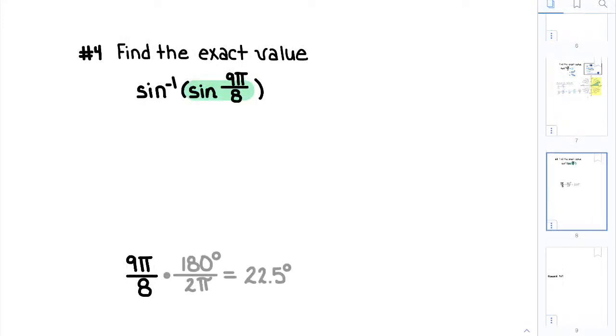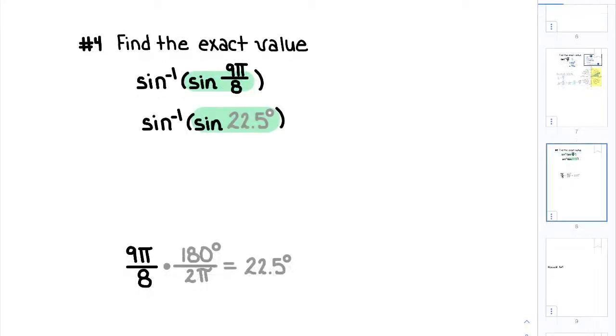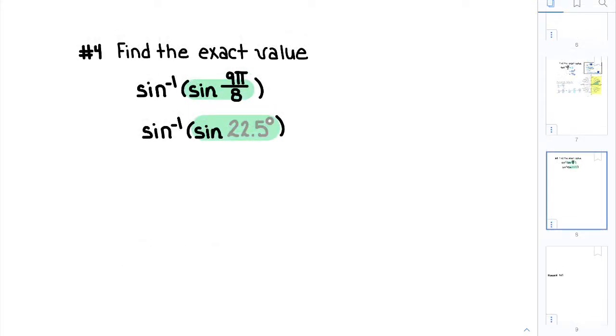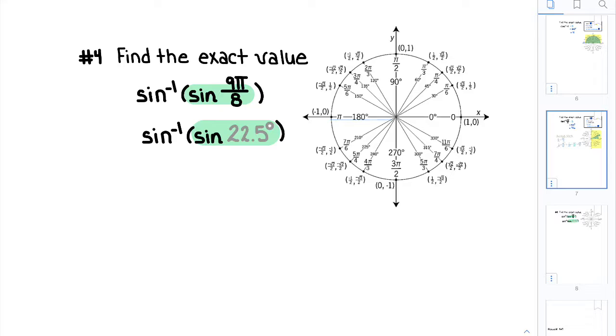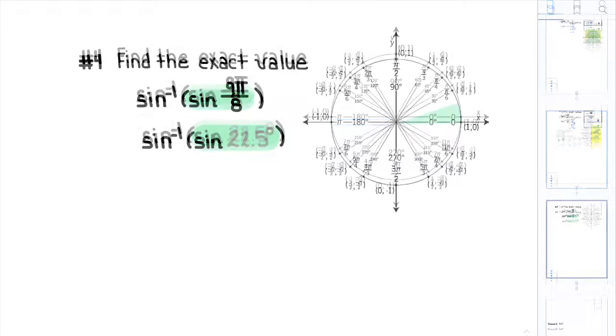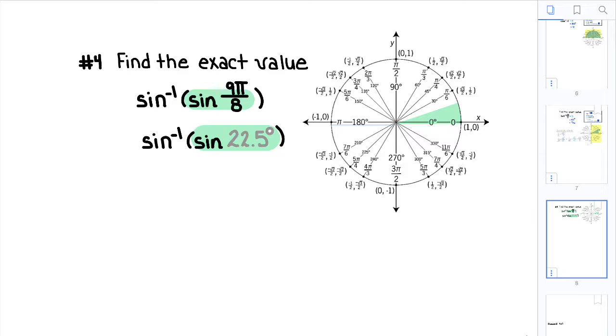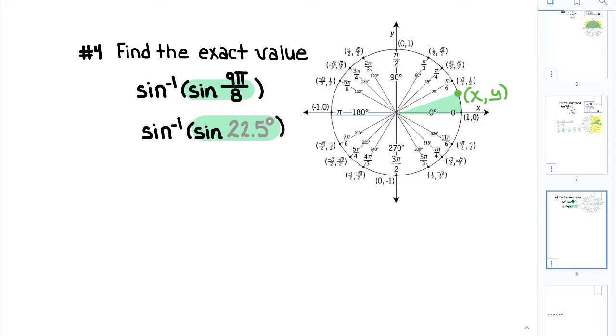If you feel more comfortable working in degrees rather than radians, you could multiply the angle 9 pi over 8 by the conversion factor 180 over 2 pi. We could take the sine of 22.5 degrees instead. So I'm going to go to the unit circle, and essentially I'm looking for the y-coordinate at 22.5 degrees. At 22.5 degrees, we don't have a coordinate that's on our standard unit circle. So I'm going to go ahead and estimate what I think the y-coordinate there would be.